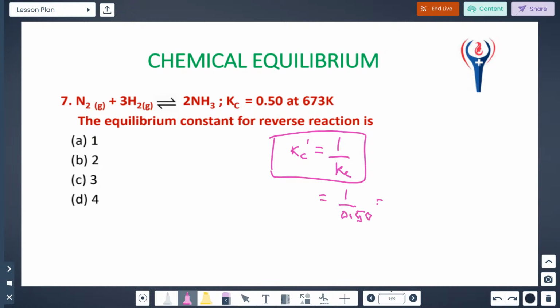So just substitute 1 by 0.5. 0.5 means outright, this is 1 by 2, no? So 2 goes to the numerator. It will be what? 2, answer 2. So 2 means what? B is the correct one.